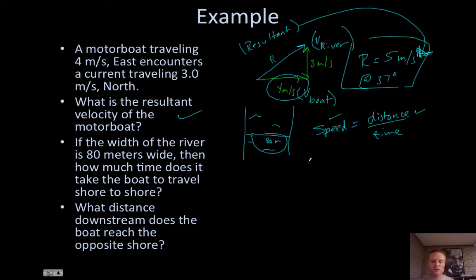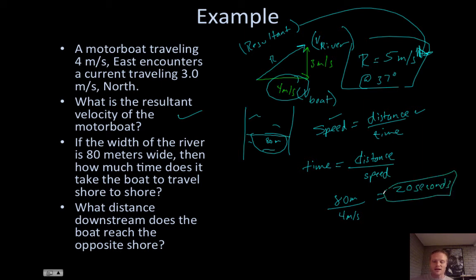So if I just rework this equation, time equals distance divided by speed. So the distance is 80 meters, and the speed is 4 meters per second. So 80 divided by 4 would be 20 seconds. That's how long it would take the boat to cross the river. It would be 20 seconds, okay?